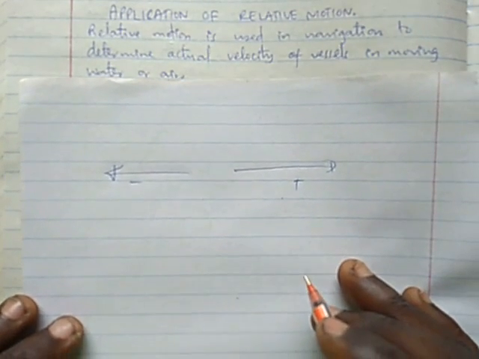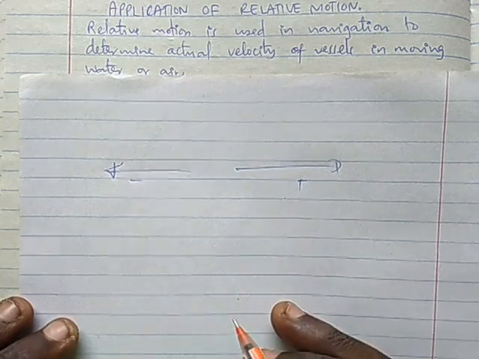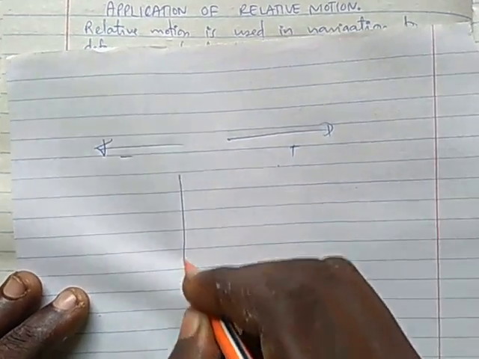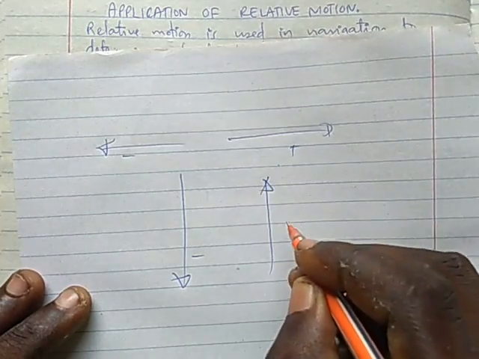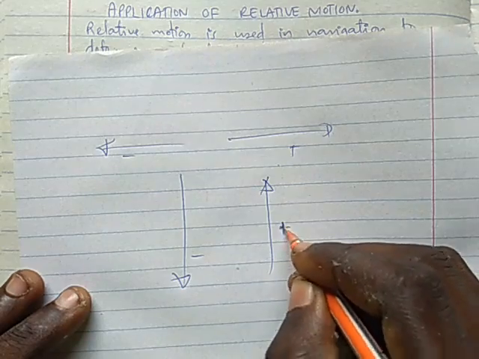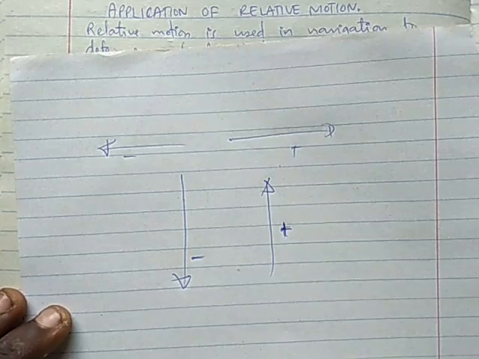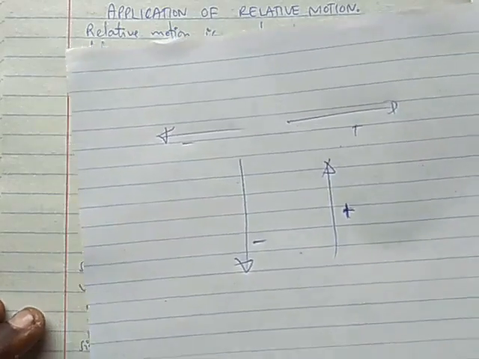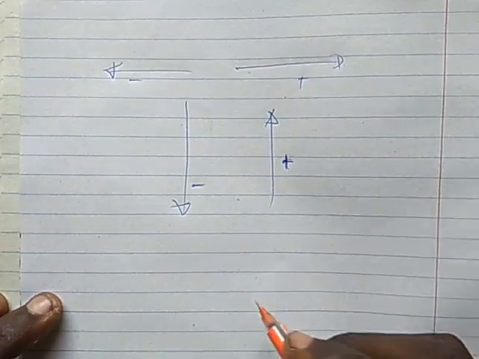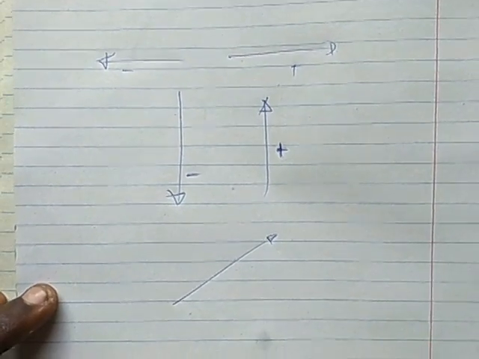Lakini kwenye vertical vectors, kama vector wetu anaenda down anakuwa assigned negative, na kama vector wetu anaenda up anakuwa assigned positive. So negative, positive, hiyo ni kama vector wetu anaenda down au up. Hiyo ni kwenye vertical vectors. Hasa hizi ni one dimension, but sometimes you may have two dimensional vector kama huyo hapo.